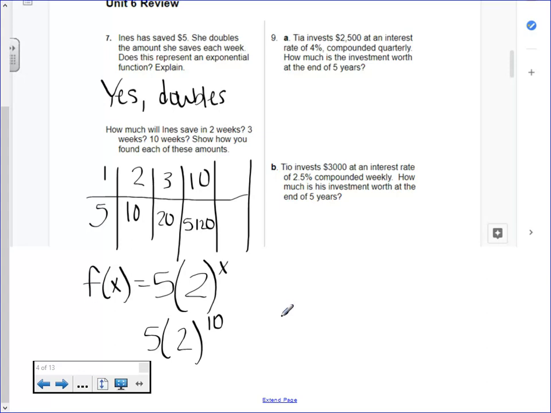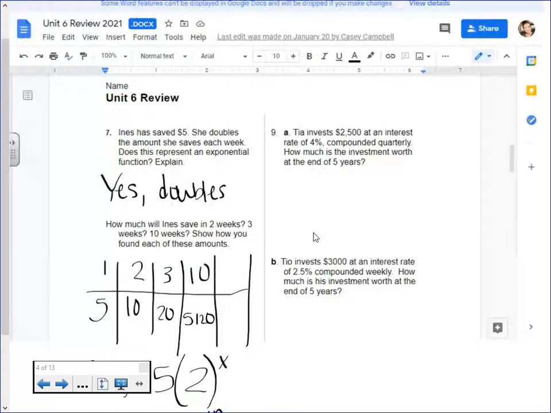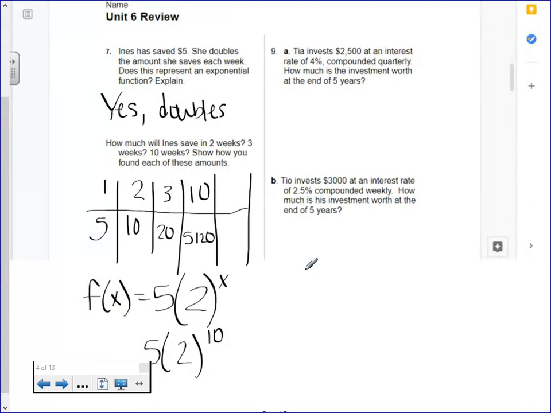Can you imagine? This is not a realistic scenario because apparently in week 10, she would have to double how much she's saving. She must be bringing in a lot of money to be saving $5,120, but she makes more money than I do. That's not hard to do.